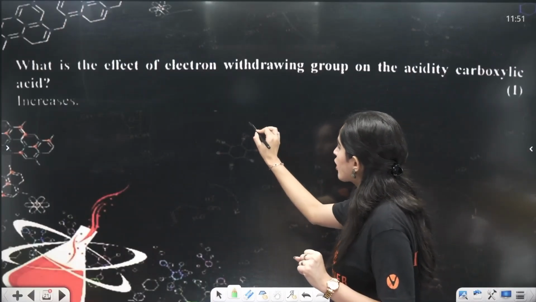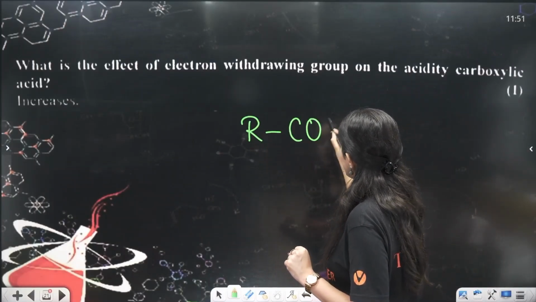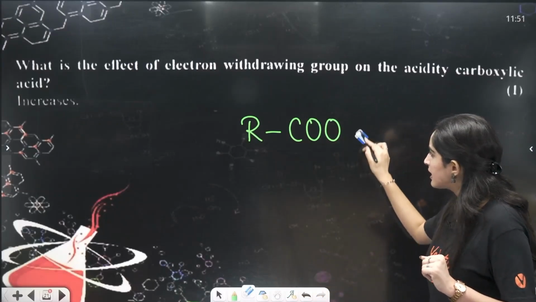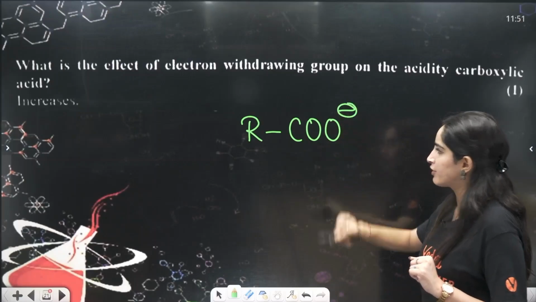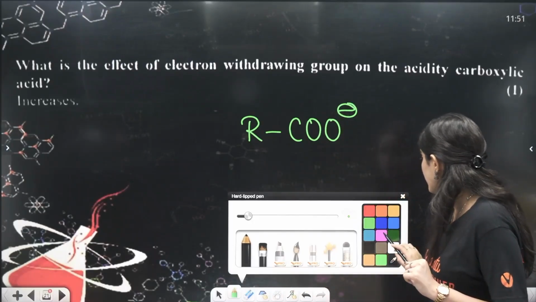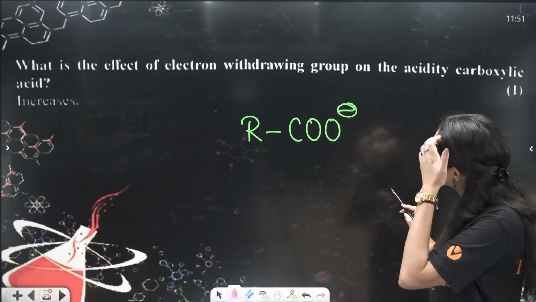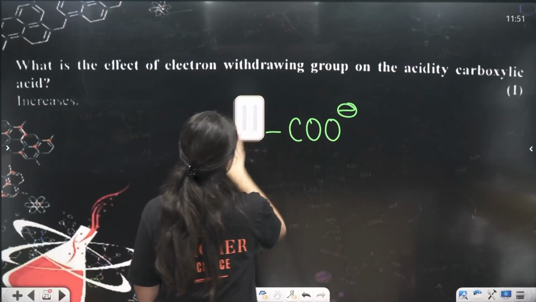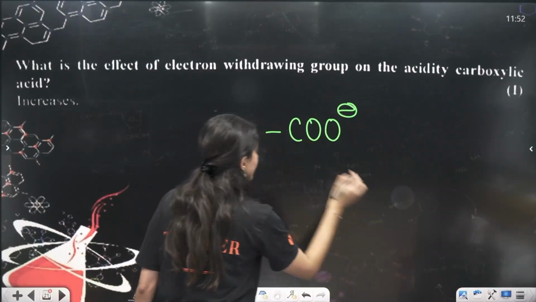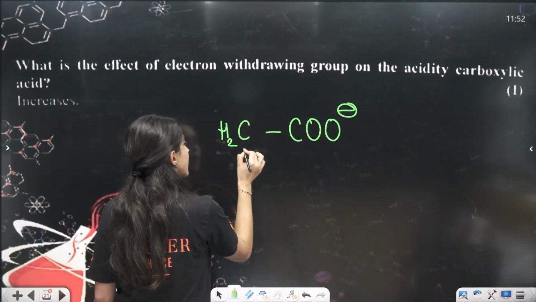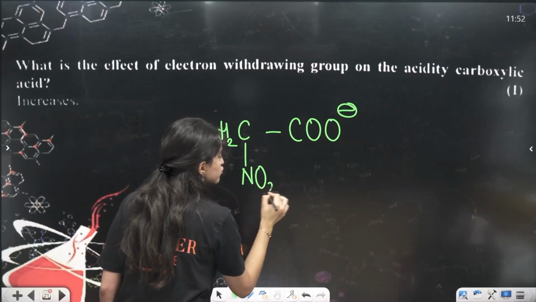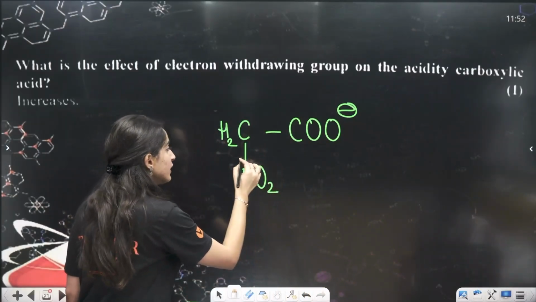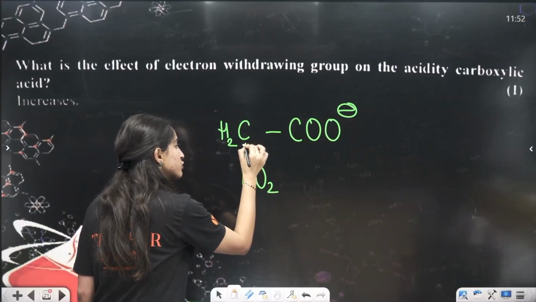So for example, I talk about this carboxylic acid, COOH. What I told you about acids: don't see the acid, see the carbanion formed after it. Now what is the effect of an electron withdrawing group? For example, I have this CH2 and this is NO2, that is an electron withdrawing group. So if any electron withdrawing group is attached here, what will happen? It will take out the electron.